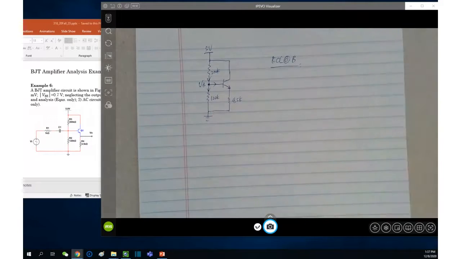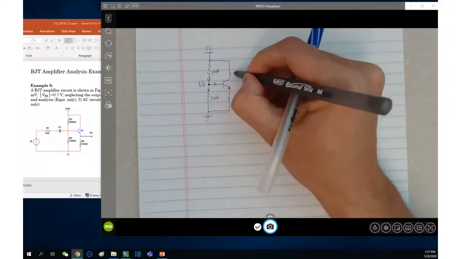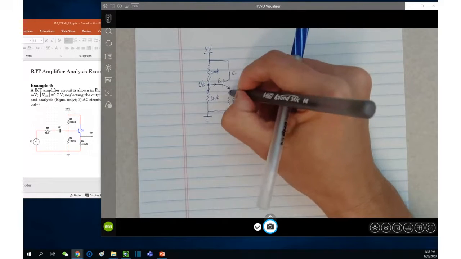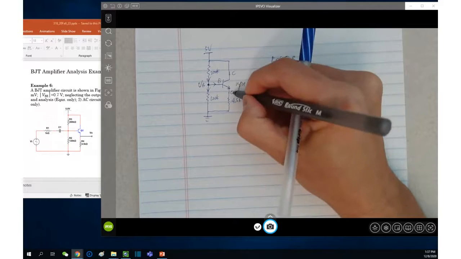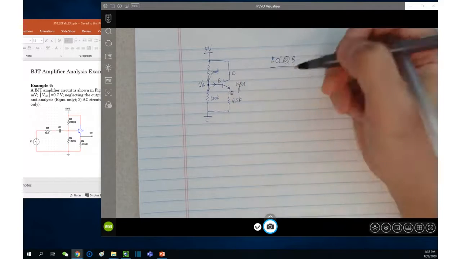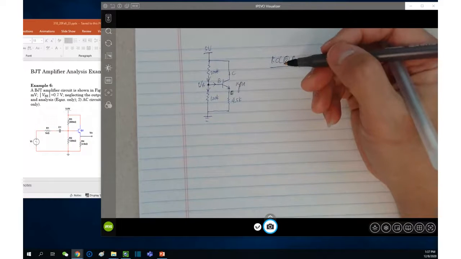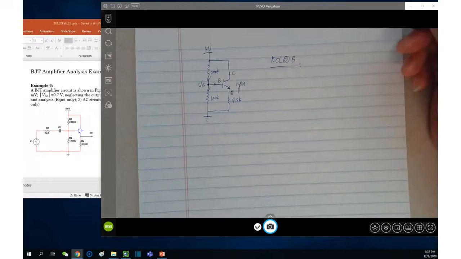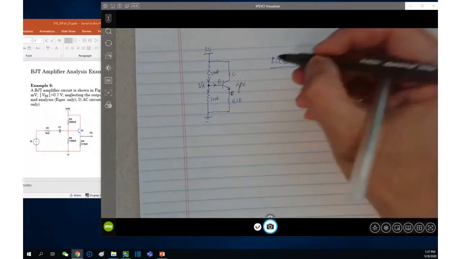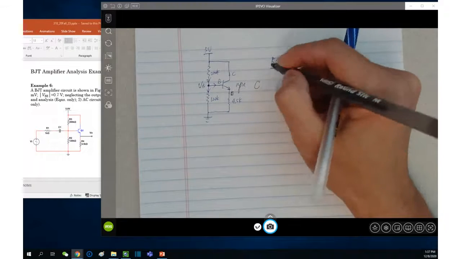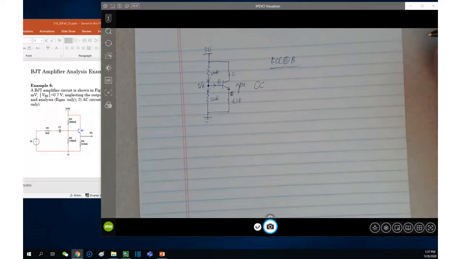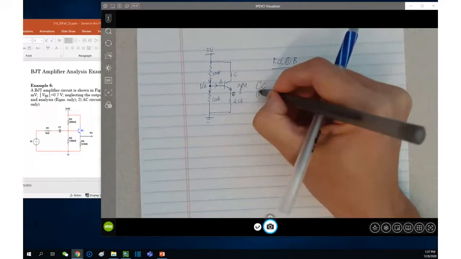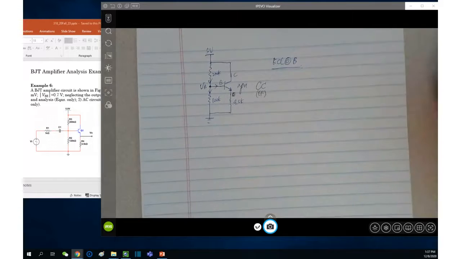And of course, here you see CBE. So you know this is an NPN again. And because of the input and output location, this is common what? Collector? Collector, correct. A common collector, which is also called emitter follower.